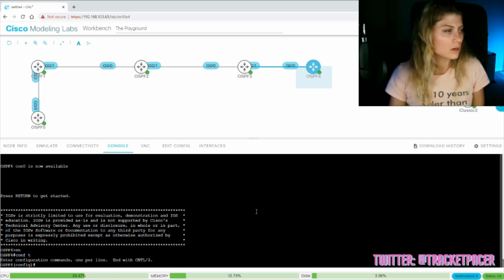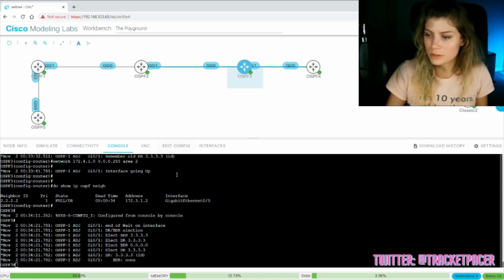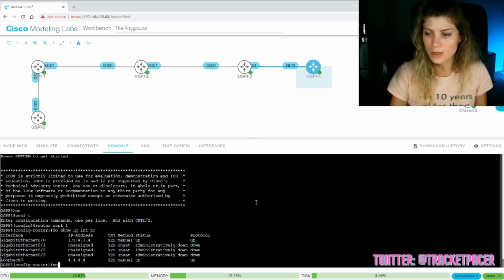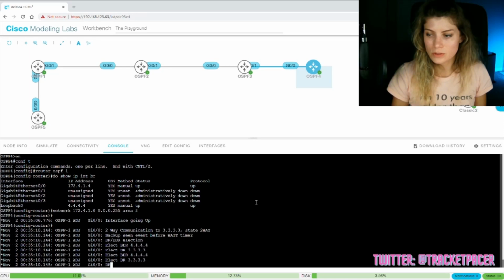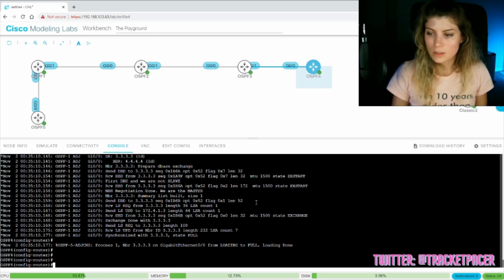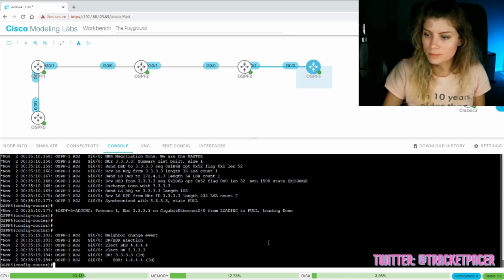Okay, so router OSPF 1. So what did I put it in? Area 2, right? Area 2. Okay. Do show IP interface brief just to make sure. Yep. Okay. Network 172.4.1.0/24 area 2. Okay, let's see if this works. There we go. Yes. Beautiful. Routers are fast, man. Okay. I think we're good now.